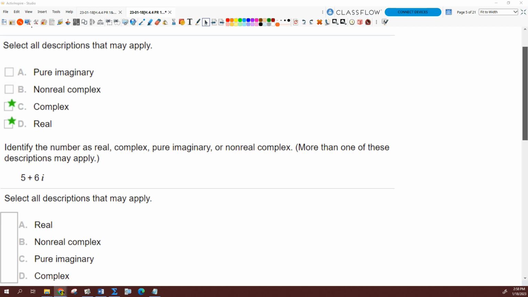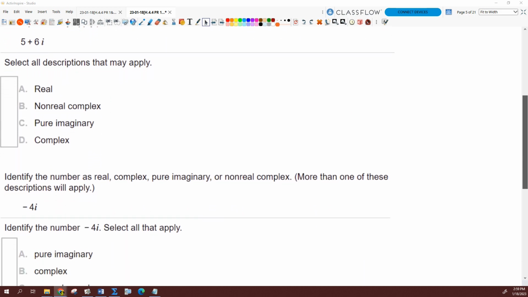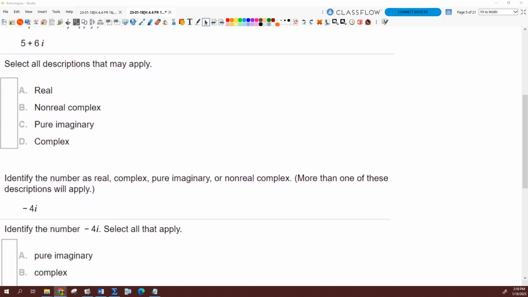All right. How about the number 5 plus 6i? Give me thumbs. Is it real? No, it's not real because it's got an I in it, right? Not real. Is it a non-real complex number? Yes, it is. It's non-real because it has an I, and every number is complex. Is it pure imaginary?